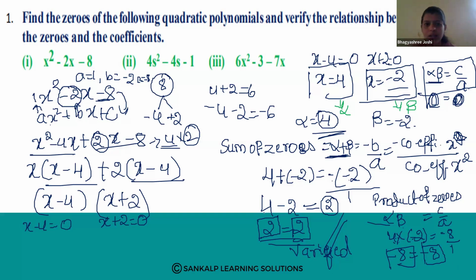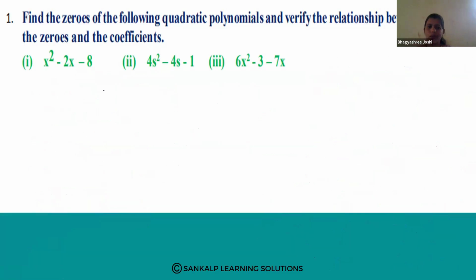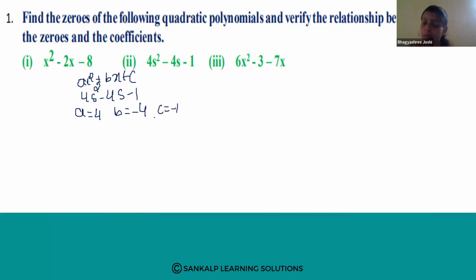Next problem. Tell me the factors. Yes, dear children, tell me the factors of the next problem: 4x square minus 4x minus 1. What will we do? First check whether it is a quadratic polynomial. Yes, it is in the form ax square plus bx plus c. The value of a is 4, b is minus 4 and c is minus 1.